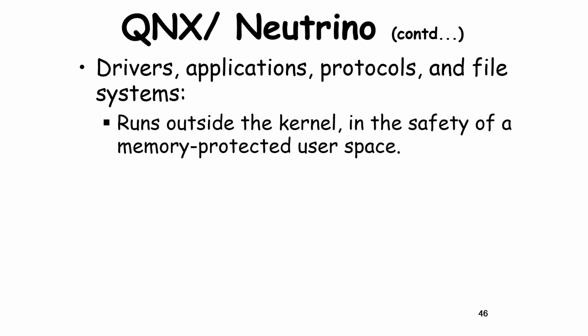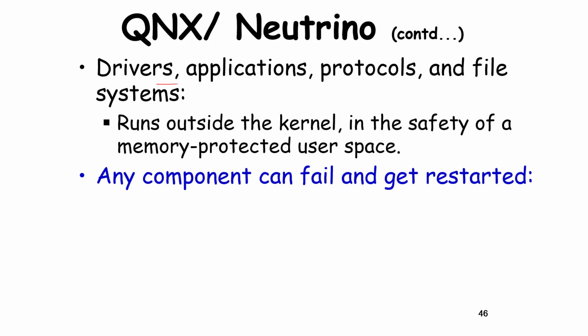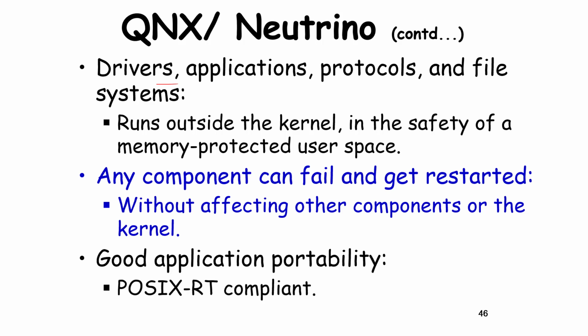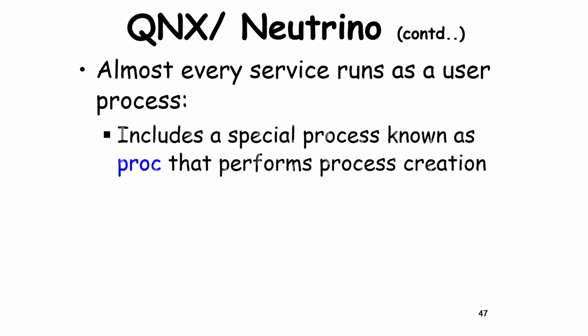So, along with drivers, applications, protocols, and file system, what else does it provide, and also how does it provide these things? Many of these things actually run outside the kernel in an isolated, memory protected user space. One advantage again of this distributed bus based design is that any component can fail at any time. It can get restarted. This will not affect the other components. That is the way the system is architected, that we have a very loose coupling, or a very weak coupling, between components. Very good application portability, POSIX RT compliant.